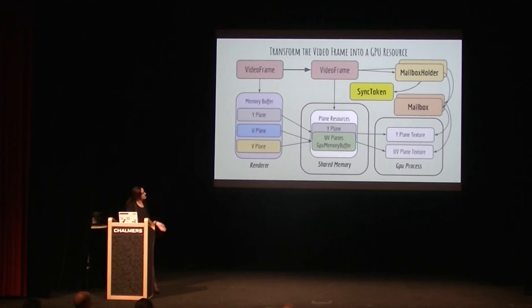And this is put inside of this object called the mailbox holder, and the mailbox holder also has another thing, which is called the mailbox. And a mailbox just has a unique name. And the unique name is connected to this image in the GPU process.